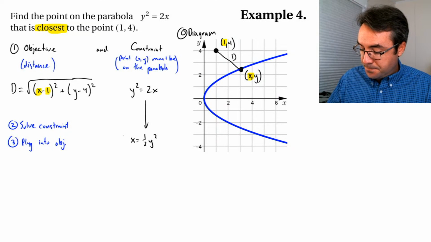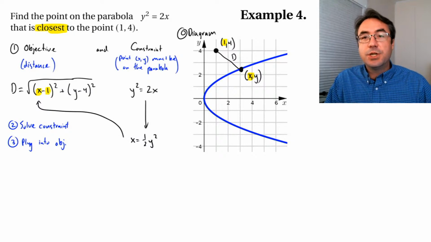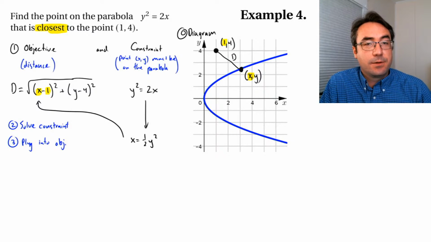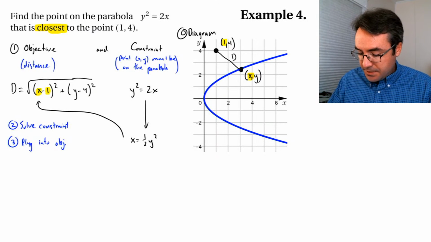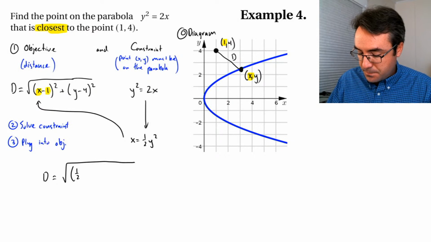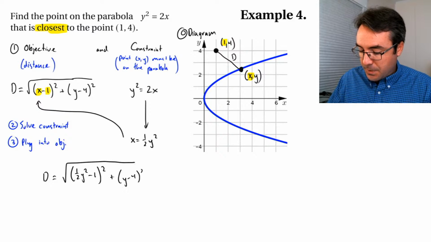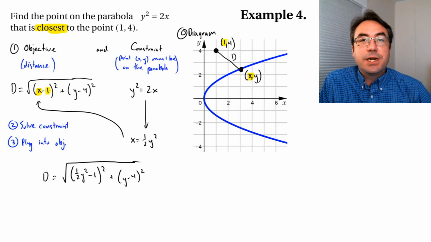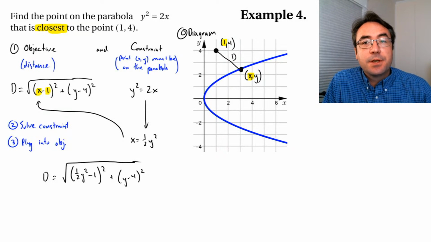So we're going to take that, and in our objective function there, wherever we see an x, we're going to change it to 1/2 y squared. And what this does for us is it gives us a one variable function. So we end up with this objective function d is equal to the square root of (1/2 y squared minus 1) squared plus (y minus 4) squared. And that's just a one variable function.